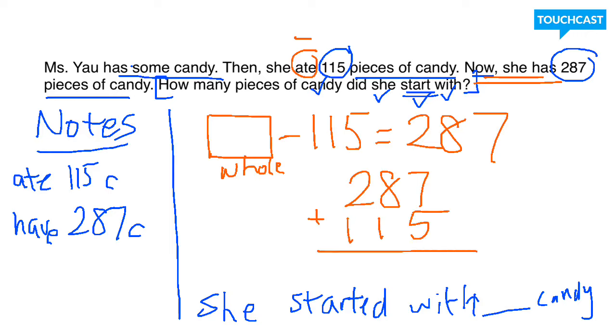7 plus 5 is 12. Put the 2 down, carry the 10. 10 plus 80 plus 10 is 10 tens. 100. 100 plus 200 plus 100 is 400. You should have had 402 candies or pieces of candy. The secret password today is pumpkin.